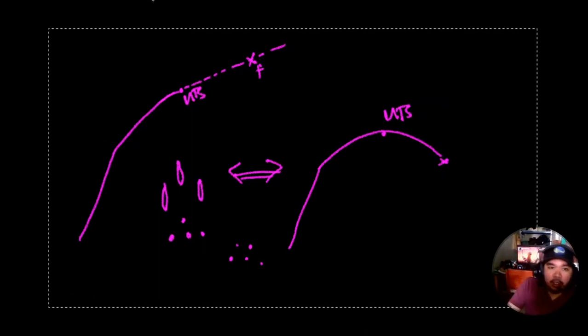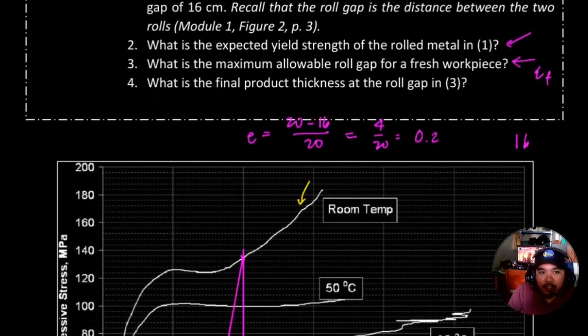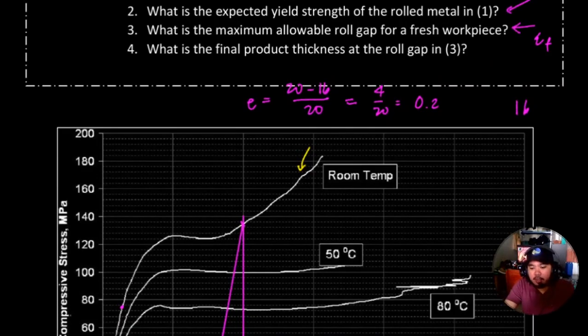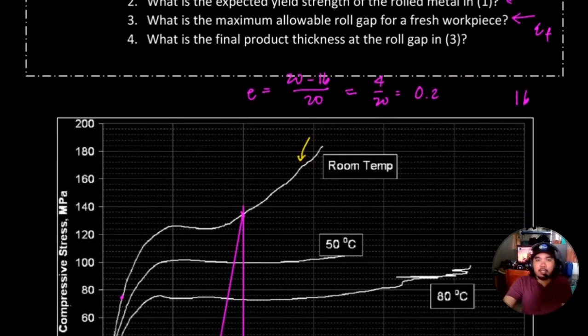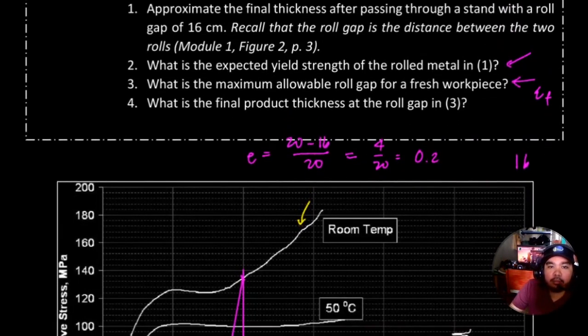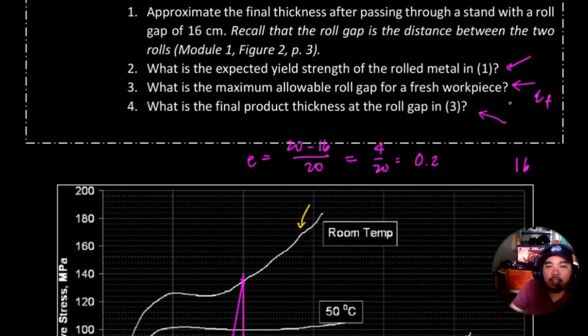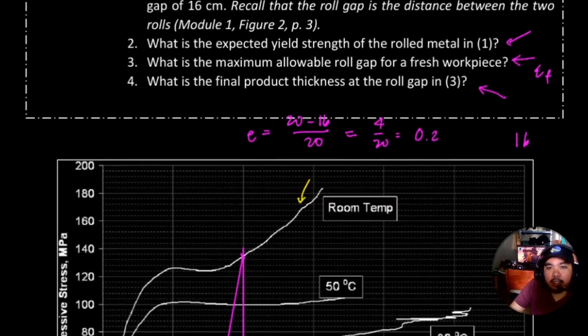Okay, thank you po, sir. Okay. So, okay na tayo dyan. Let's proceed with what is the final product thickness at the roll gap in number 3. Okay, I think this is related to why John Alfred asked until when we can go.